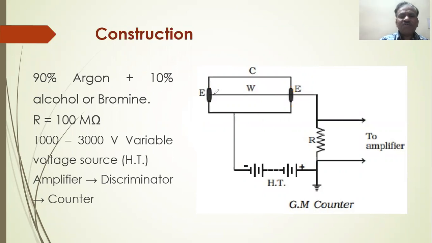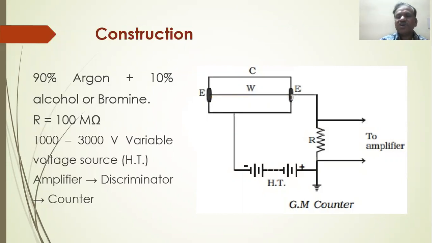Here, one wire is stretched. This wire's diameter is nearly 0.1 mm, that is a 0.1 mm wire. This wire is stretched between this end and this end. And it is made up of tungsten wire.